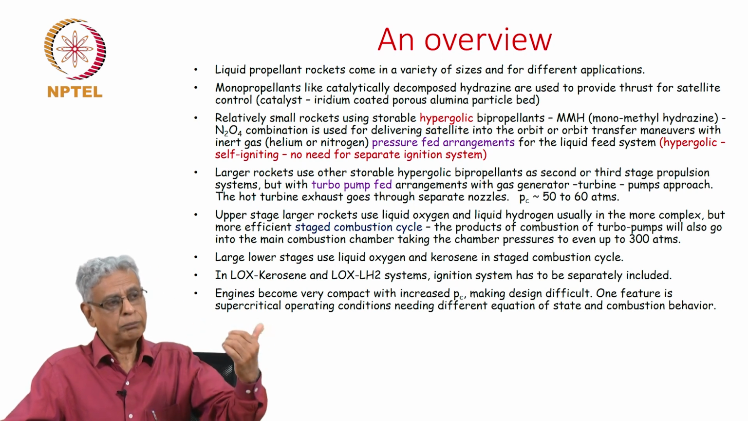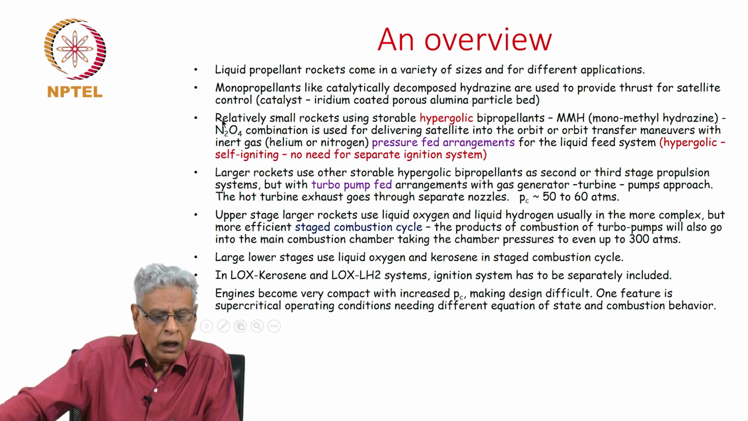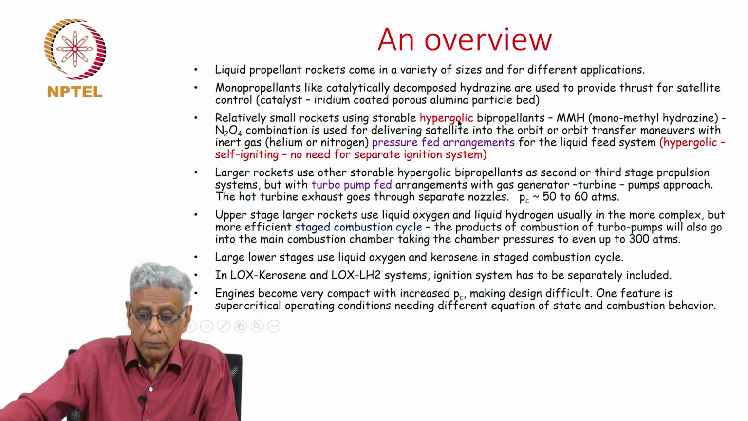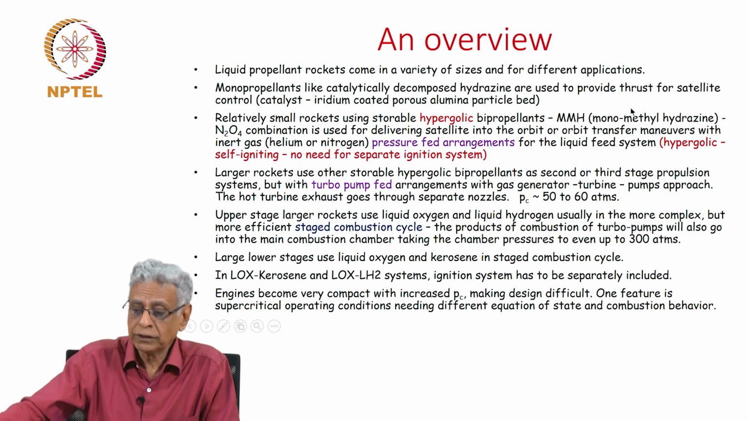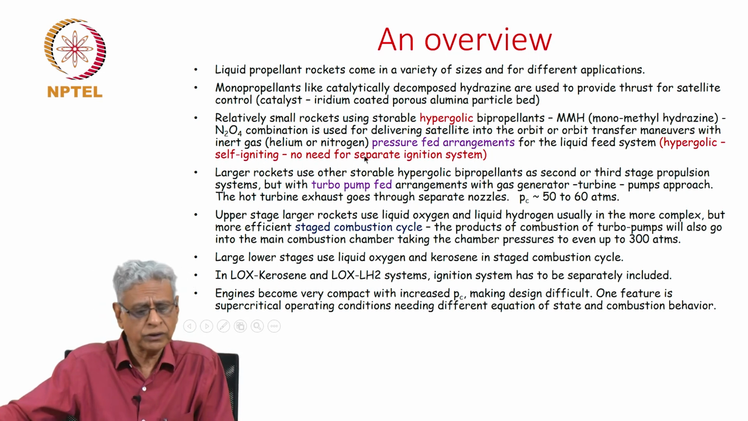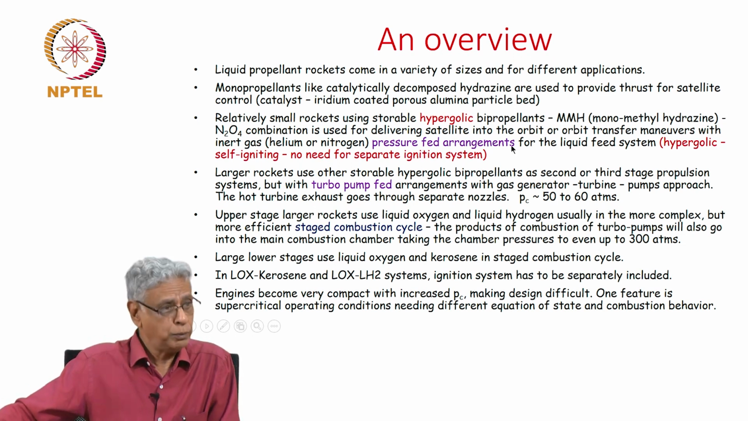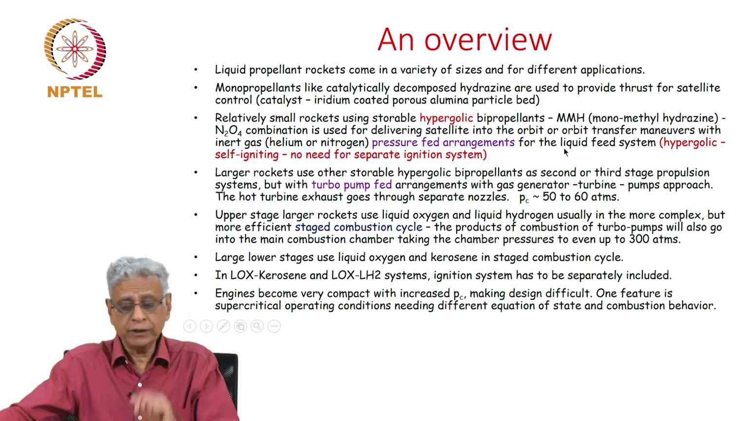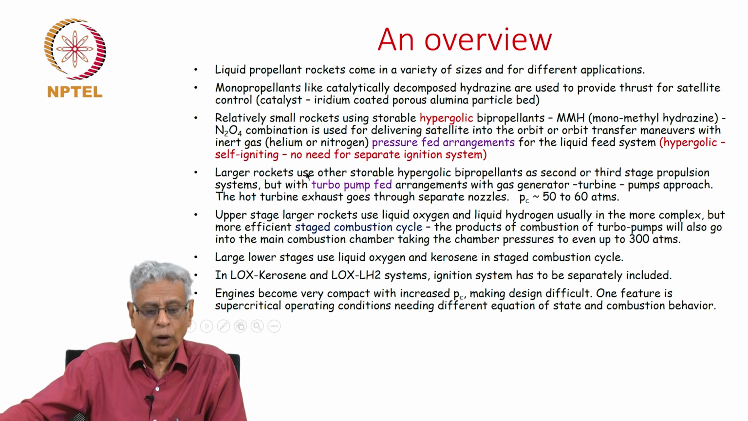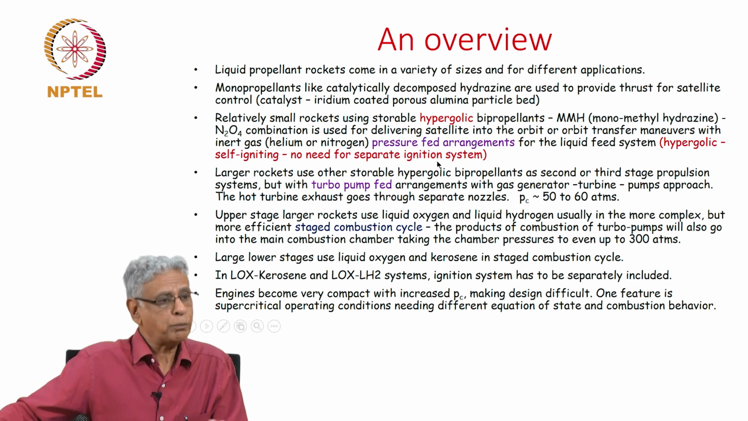Exothermically temperature builds up to reasonable levels around 1000 to 1200 K, and then the gases go to the nozzle. Relatively small rockets use storable hypergolic propellants like monomethyl hydrazine and nitrogen tetroxide combination. These are used for delivering satellites into the orbit or orbit transfer maneuvers, including inert gas, helium or nitrogen, pressure fed arrangements for the liquid feed system. So, this combination is hypergolic, which means it is self igniting. It means no need for a separate ignition system.